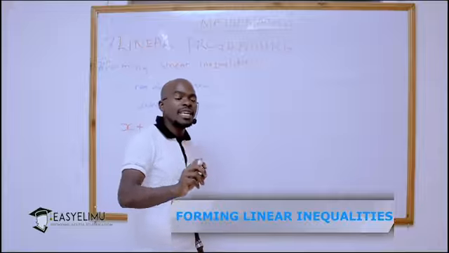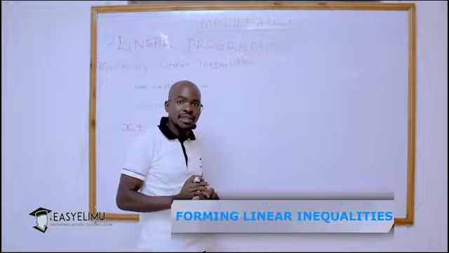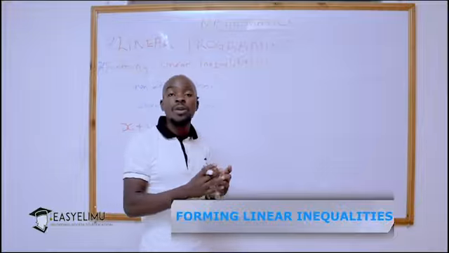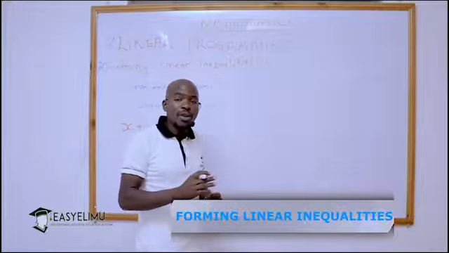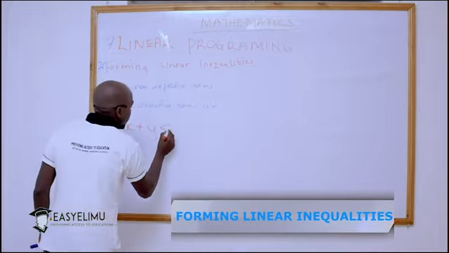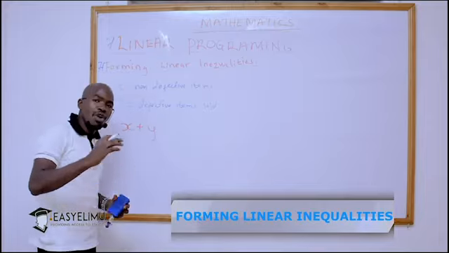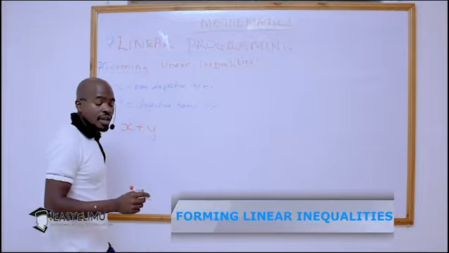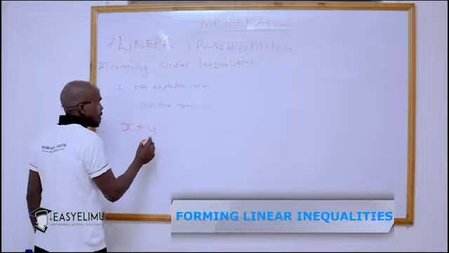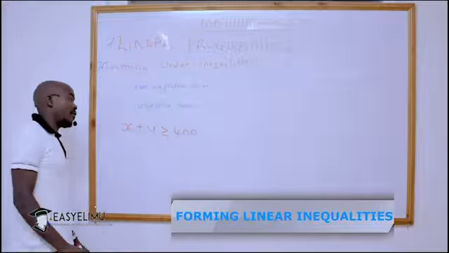At most means it is either what you have been told or less than that. But if it is at least, it means the minimum production is what you have been told. But at most is the maximum production being given out. So it means X plus Y at most means what? At most we have said the maximum production is that one. So that one will be greater than or equal to 400.